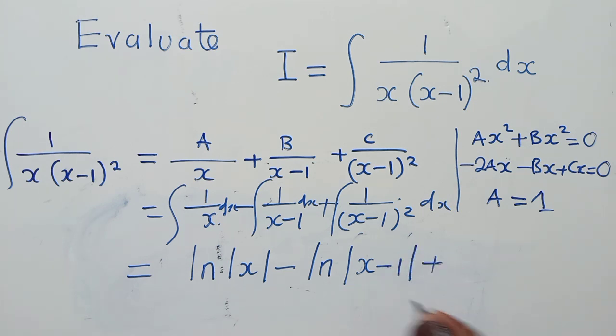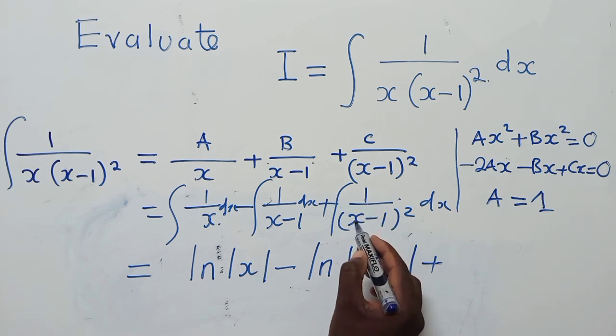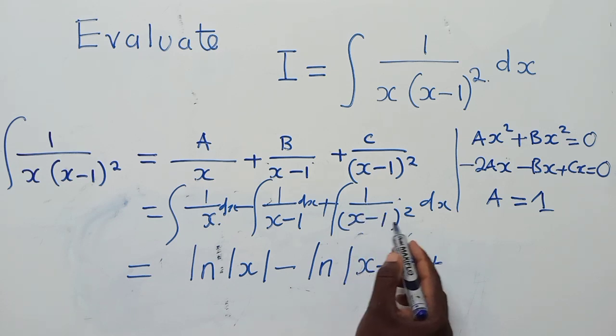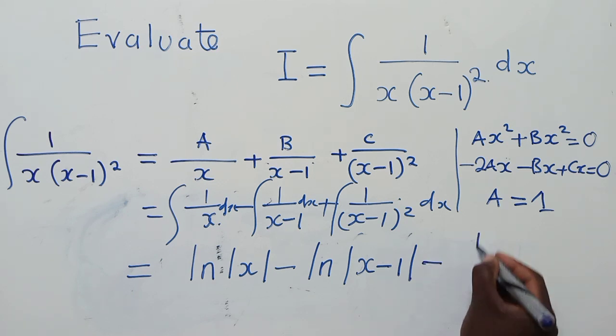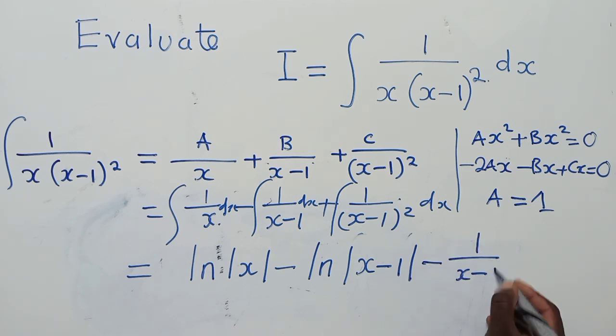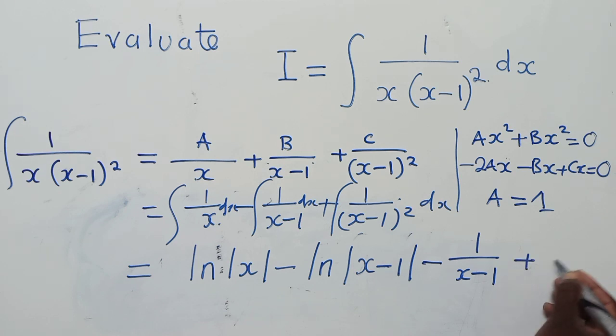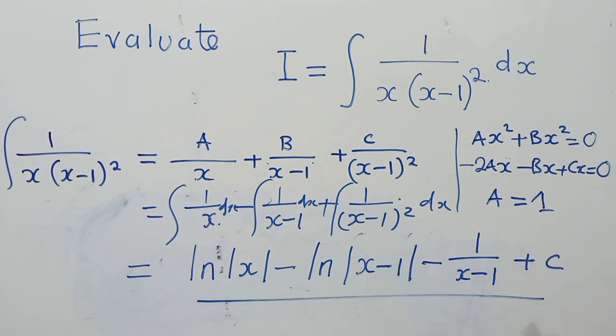The next one, when we integrate 1 over (x minus 1) to the power 2, the answer will just be minus 1 over x minus 1. Then you say plus c there. And this is our solution.